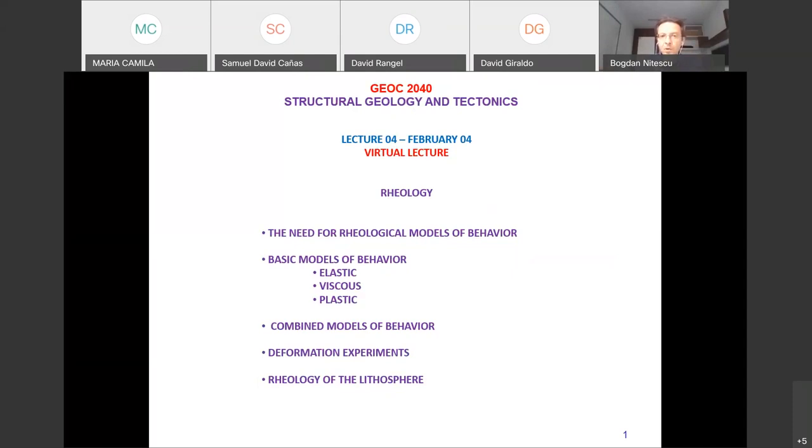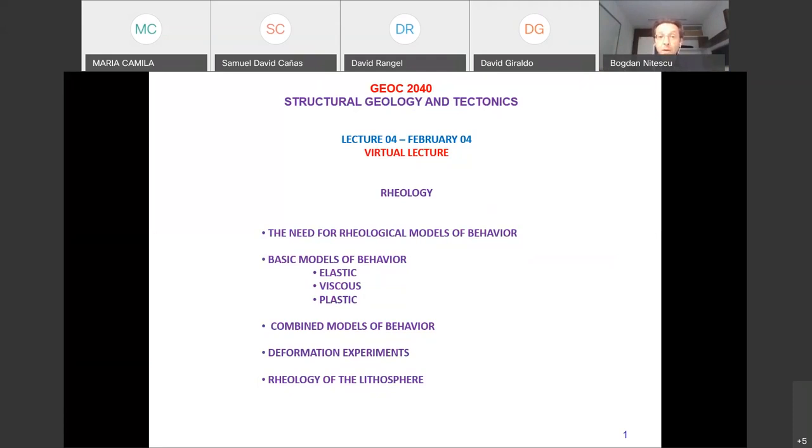And then I'll show you what the deformation experiments show, because we cannot witness deformation in the middle crust, for instance, for two reasons. We cannot get there and we don't have time to do it, because this happens over geologic time. So we do experiments in the laboratory and we learn from them about the way materials respond to stress. And from this understanding, we extrapolate and understand the rheological behavior of the whole lithosphere. This is what happens. That's the way we approach things.